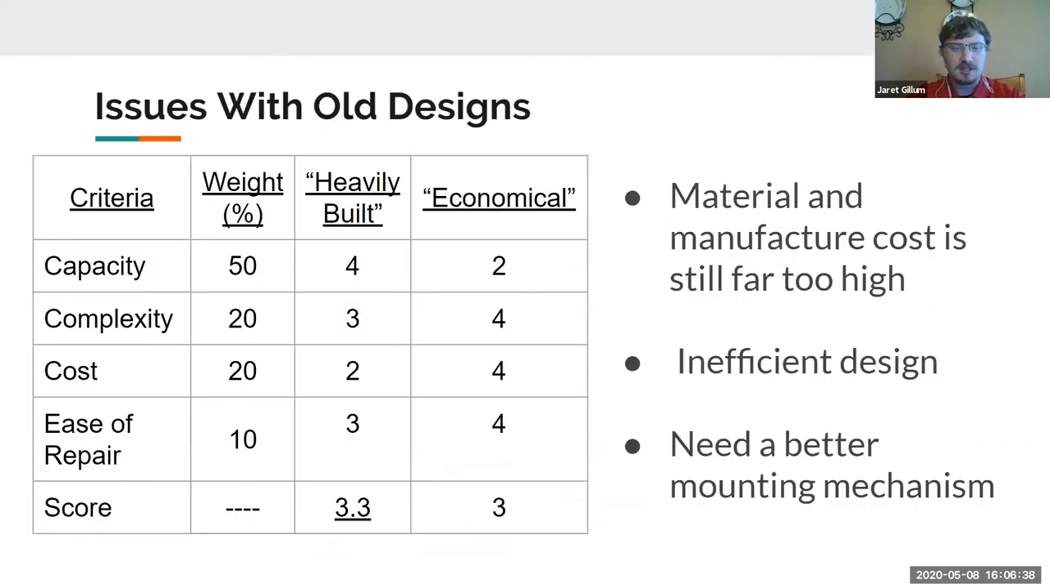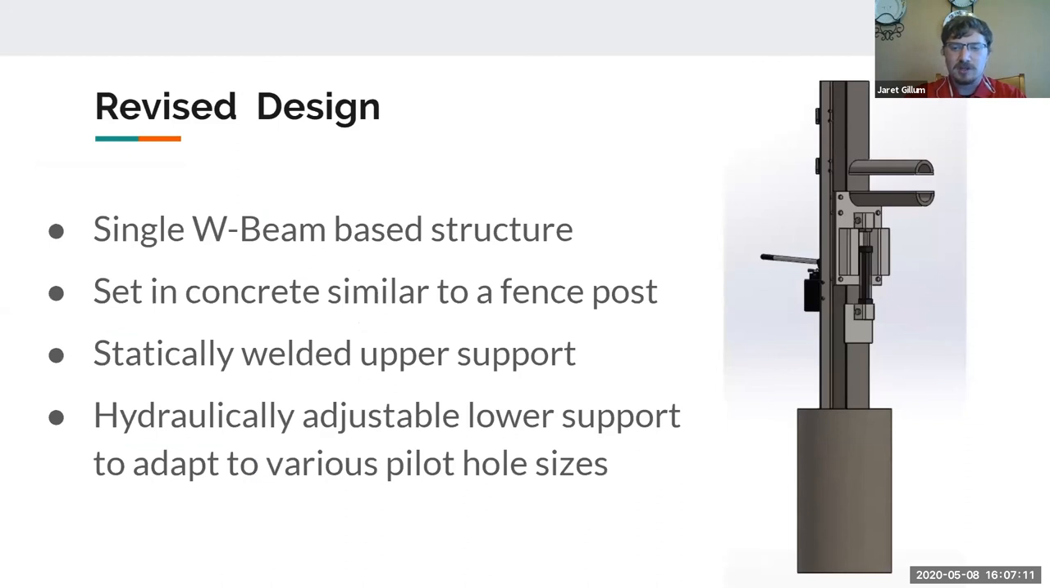Go ahead with the next slide. Looking at the old designs, we noticed that at least the heavily built one, the material and manufacture cost would be extremely high, because you notice there were a ton of short members there, and they'd both be pretty inefficient. And both of those were designed on interfacing with the lug holes on the wheels, and that was not going to be an efficient process either with the wide variety of patterns on bolt holes. So we moved on to a design like what we see in this picture here.